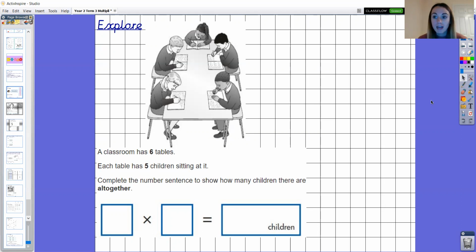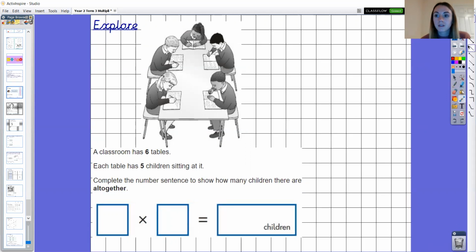A classroom has 6 tables. Each table has 5 children sitting at it. Complete the number sentence to show how many children there are altogether. Okay, so I'm just looking at the picture to help me. I can see there's 1, 2, 3, 4, 5 children. Okay, I'm going to get my highlighting pen ready now. So I'm going to read it again and highlight the key information.